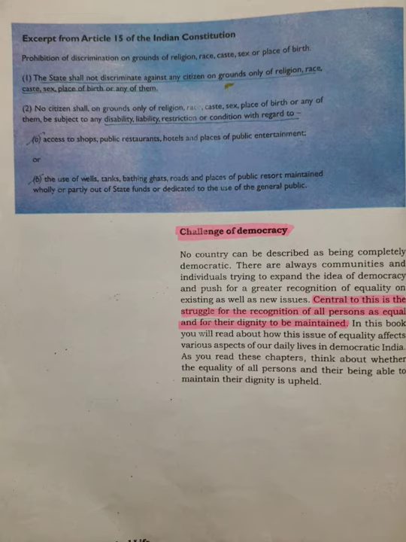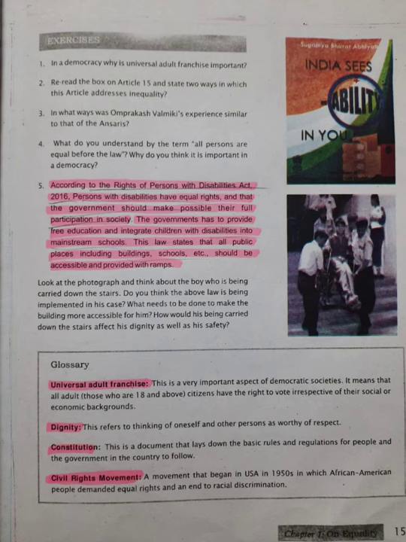As you read these chapters, think about whether the equality of all persons and their being able to maintain their dignity is upheld. Here are the questions asked in this chapter. In a democracy, why is universal adult franchise important? Reread the box on Article 15 and state two ways in which this article addresses inequality. In what ways was Om Prakash Valmiki's experience similar to that of the Ansaris? What do you understand by the term all persons are equal before the law? Why do you think it is important in a democracy?